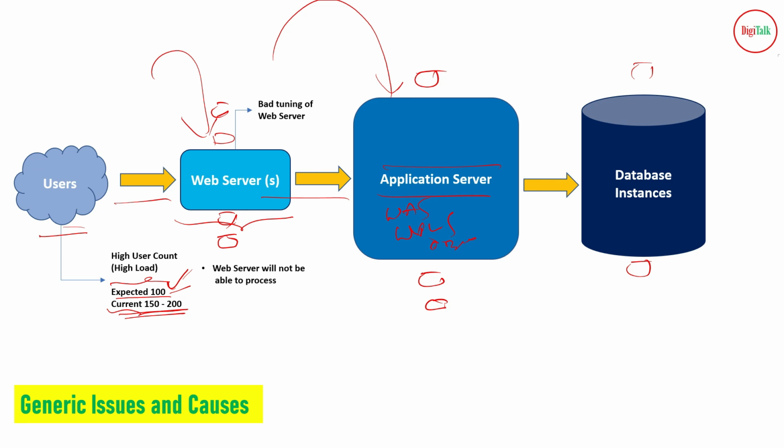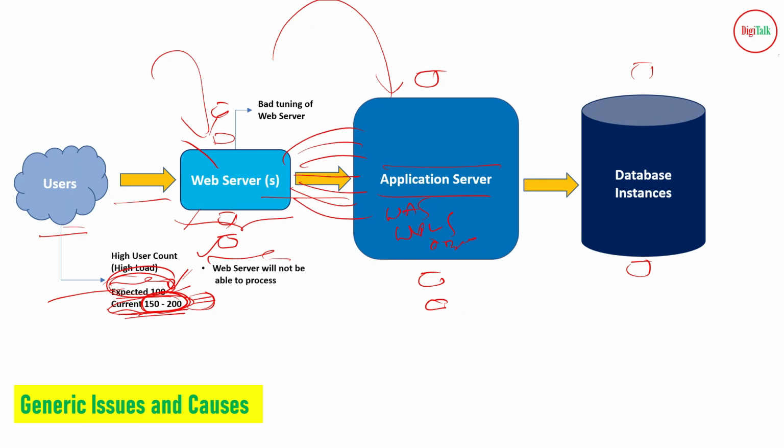And along with that, your web server may not be able to process the request, because your web server also has some concurrency, how many requests it can process simultaneously. It is designed for 100, but now you are getting 150 or 200, right? So your web server may reject the request, and if it is not rejecting the request, maybe your web server is allowing the 150 and 200 requests, and when they reach your application server, the application server is not able to process this number of requests, because it is designed for only 100 concurrency. So your application server may slow down or may start rejecting the requests, right?